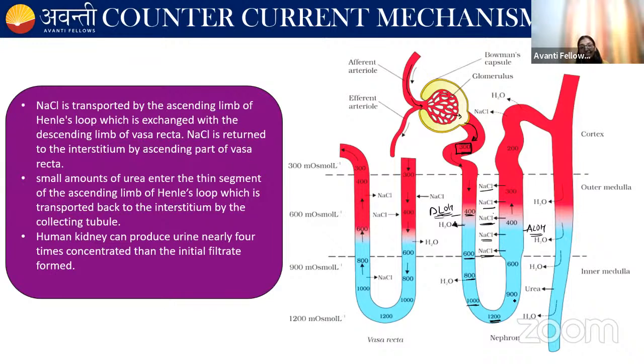So osmolarity will decrease. Earlier it was 1200. Now it has reached 900, then 600, 400, 300, and finally 200. Osmolarity starts decreasing because the NaCl is reabsorbed by the ascending limb of loop of Henle. Okay. So the filtrate which is reaching the DCT has an osmolarity of 200, which is less than the initial. Initially it was 300. Now it is 200. Okay. Then one more point.